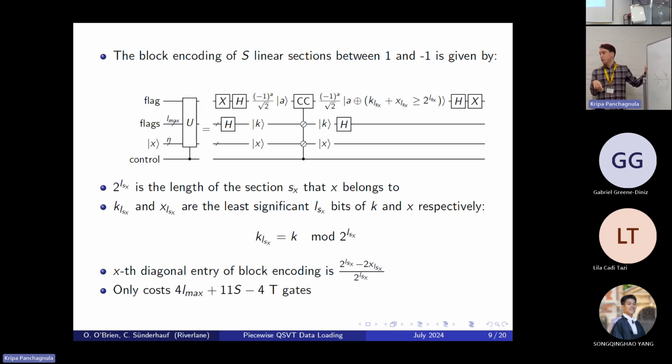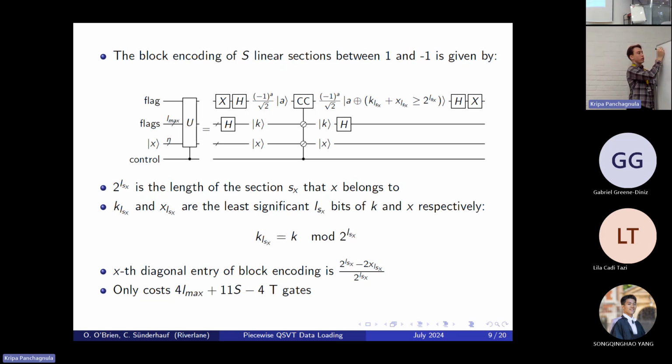And what it effectively is doing is a high bit carry operation. So it's adding the L least significant bits of K to the L least significant bits of X. And if that would result in a carry bit, then it adds 1. And you can do this in an efficient manner. But I'll just demonstrate that this block encoding actually produces the matrix that we want.